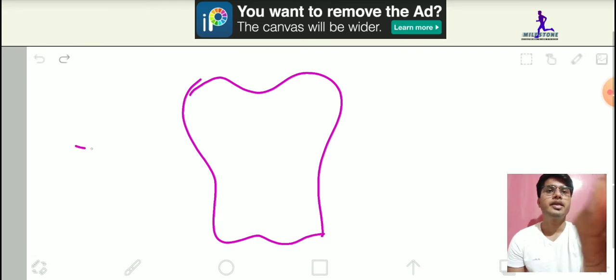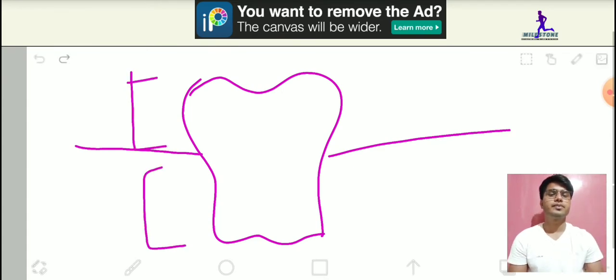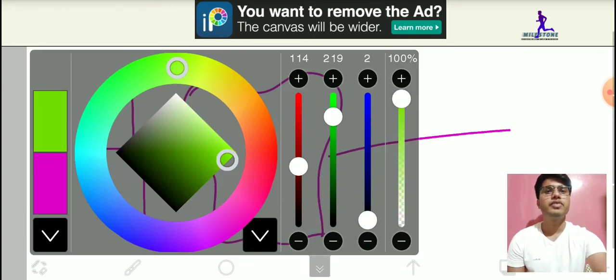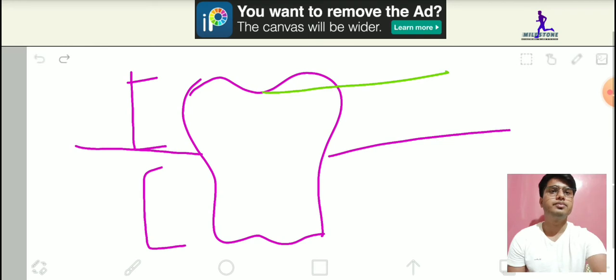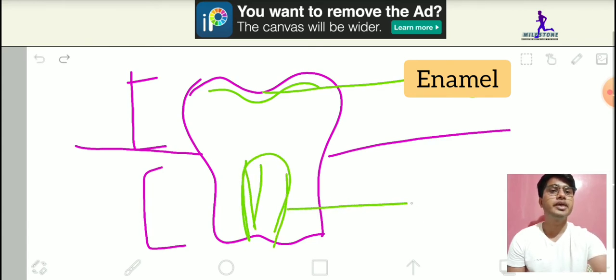Okay, and here we have a gingival membrane. Now the tooth is divided into two parts. The upper part is called the crown and the lower part is called the root. And on the uppermost portion we have something called enamel. So this part is called enamel.